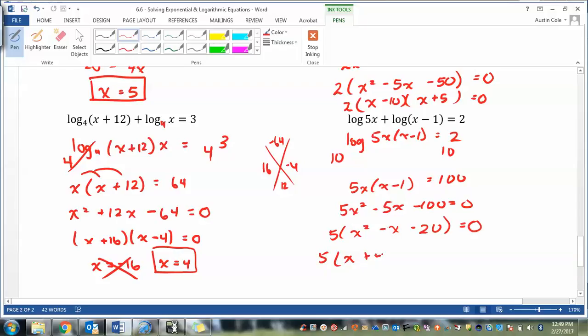Factors of negative 20 that add up to negative 1 would be x plus 4 and x minus 5, is that right? And then x is going to equal negative 4 here, and x is going to equal positive 5. Now when I plug those back in, the negative 4 shouldn't work, guys. Don't get in the habit of always just crossing out the negative one. It's kind of worked that way, but always go back and check the value that we're taking the log of.